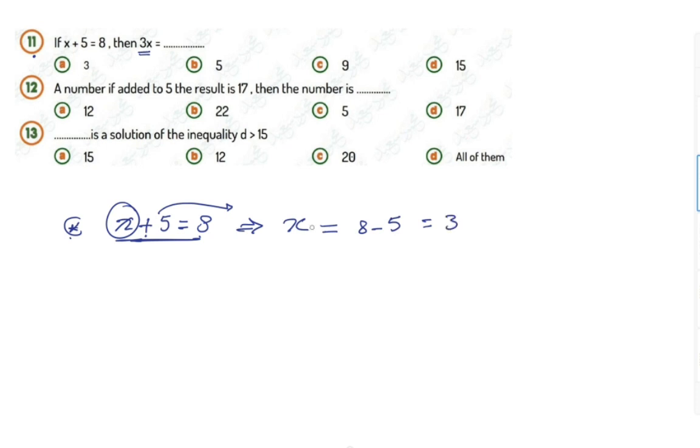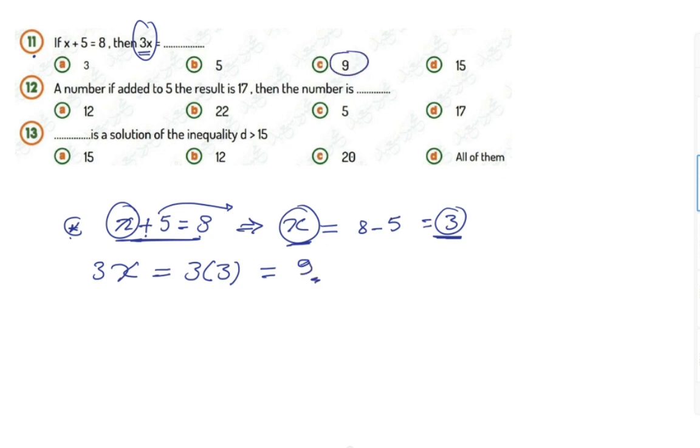Okay, so I have x equals 3, but the question is the value of 3x. So to find the value of 3x, I can substitute x equals 3. So 3x equals 3 times 3. 3 times 3 equals what? Equals 9. Okay. Next, point 12.